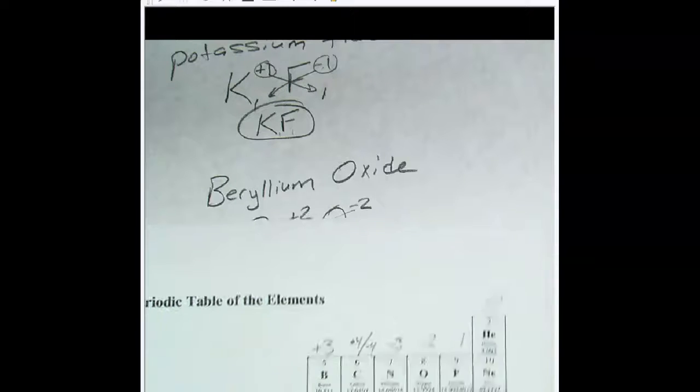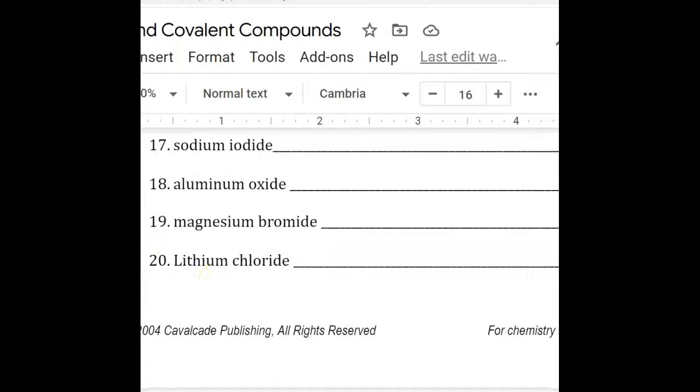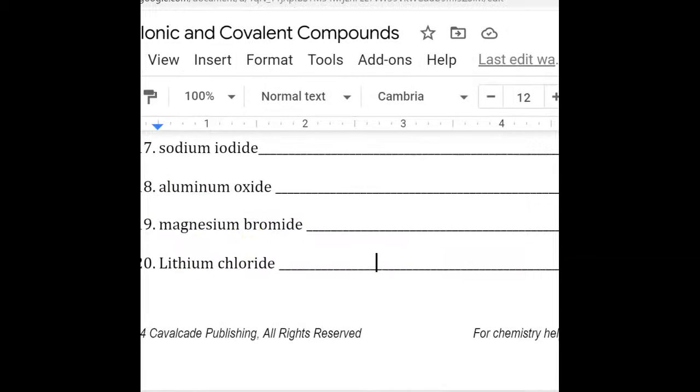So I'm going to do one problem from your homework. I'm going to do the very last one here. Lithium bromide is number 20. First I got to find out what lithium is. Lithium has a +1 charge. Now chlorine has a -1 charge. So you have a +1 and a -1. When you crisscross, it just becomes 1 and 1. And that's your answer. That was too easy.